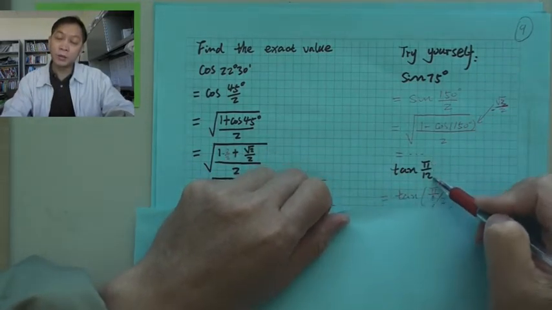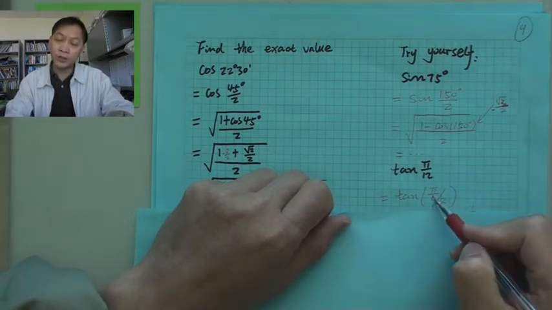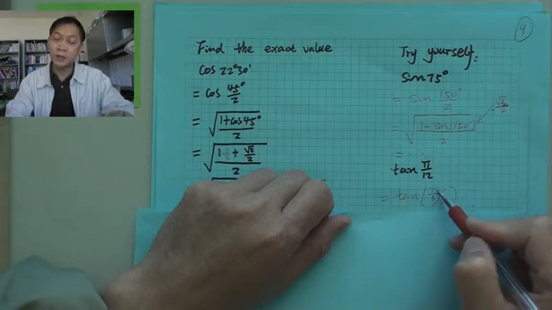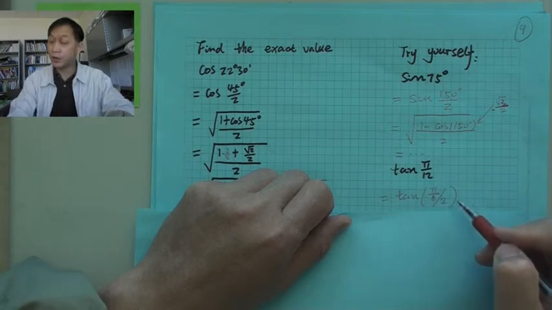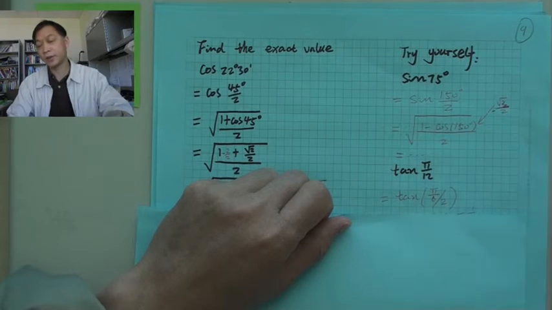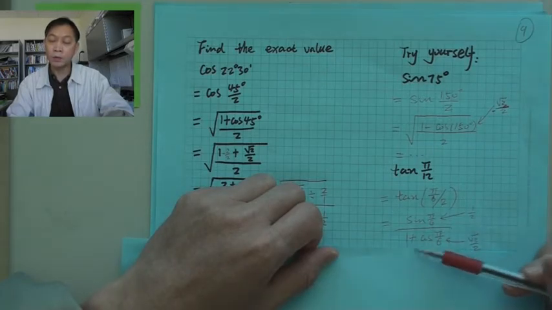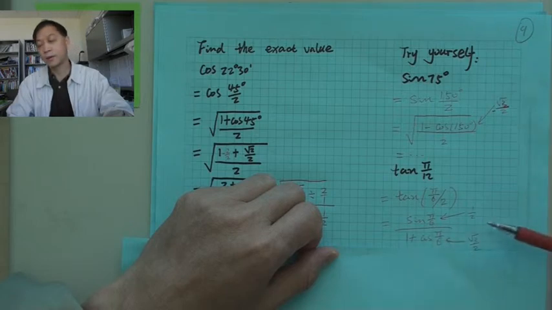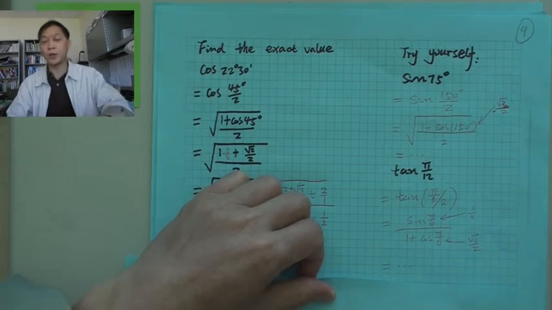And tan pi over 12. And here is pi/6 divided by 2. We know pi/6 is a special angle, 30 degrees. So basically here is what? 15 degrees. And then you got to use the formula. Sine over 1 plus cosine. And then figure out, again, I leave details to you. Try yourself.